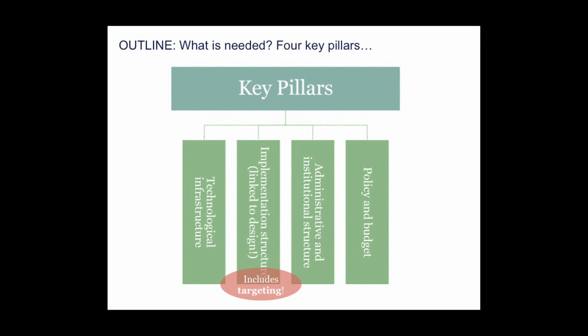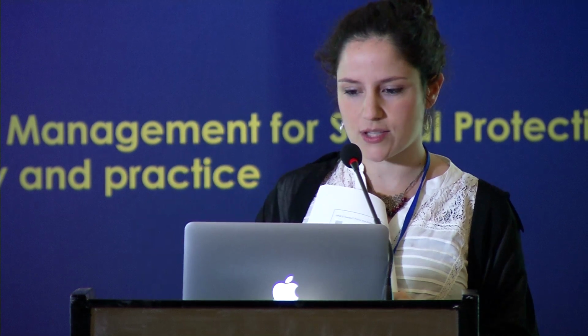You'll see yesterday I'd organized it into 5 different groups. Here we have 4 because I've grouped the policy and the cost and budget pillar. So the first one we're looking at is policy and budget. The second one is administrative and institutional structure. The third is the implementation structure, which is very much linked to the design. So these are the operational aspects, and this includes issues around targeting, which aren't necessarily there, but could be important issues that you need to be facing. And then we have the technological infrastructure. So one by one, that's what we're going to be looking at.